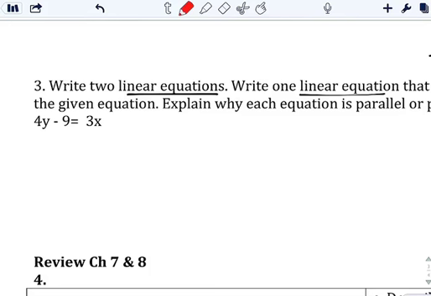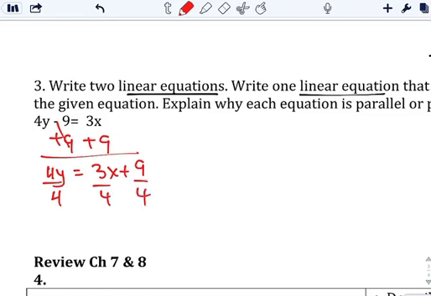What do we need to do? We have to add 9 to both sides, giving 3 over 4x plus 9 over 4. Okay. Now what is our slope here? 3/4. Our slope is 3 over 4, right?